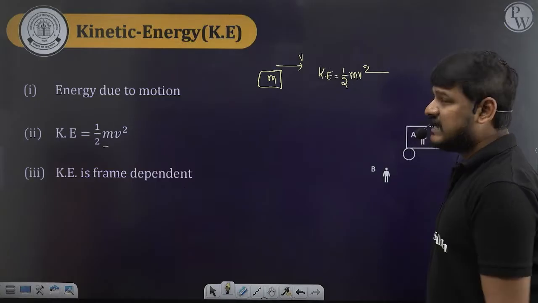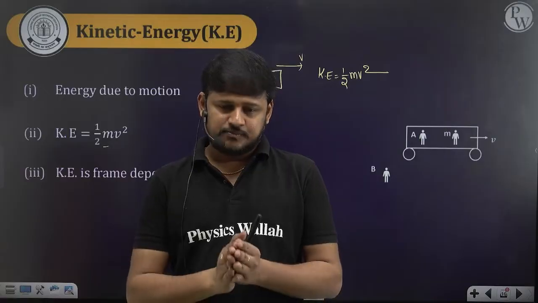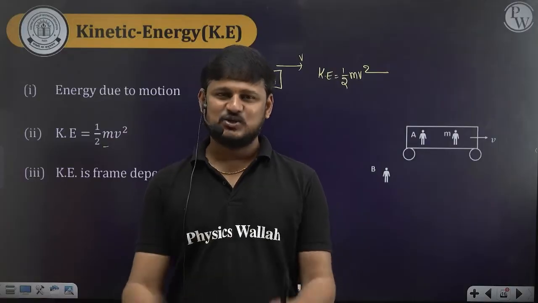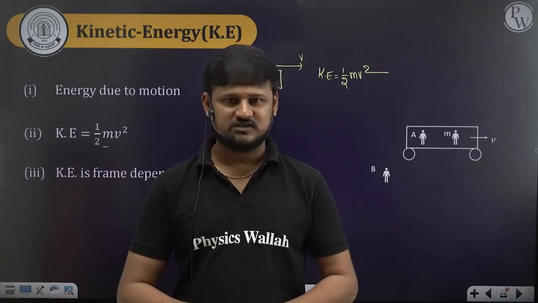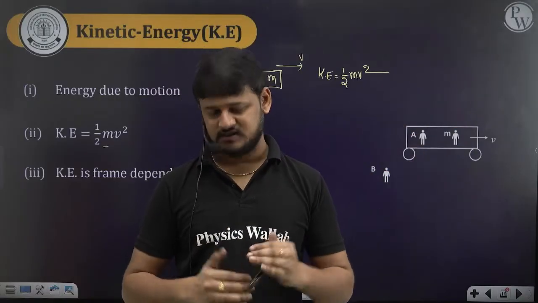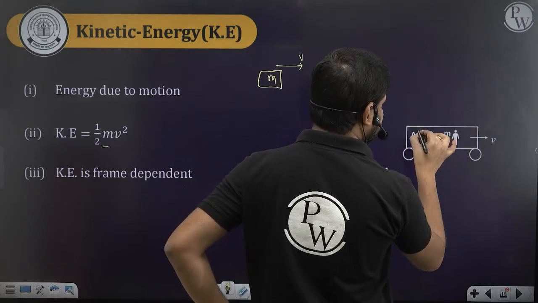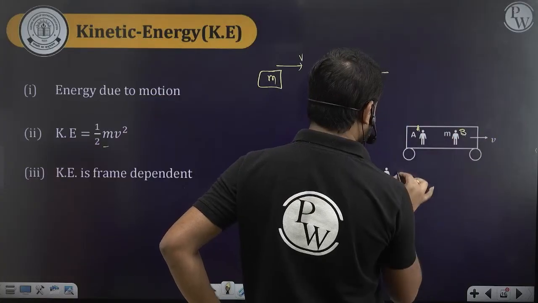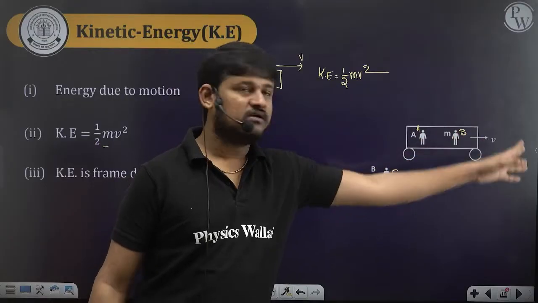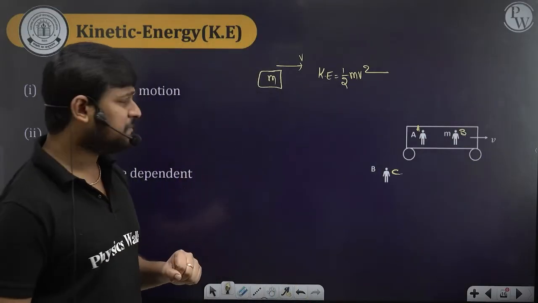And one more thing, the kinetic energy is frame dependent. How is it frame dependent? Let me tell you. Suppose you and your friend are traveling in a bus, sitting adjacent to each other, and another friend is standing outside. The bus is moving. Or let me put it this way. Here is a person A, here is a person B, and here is a person C. Persons A and B are in the bus, which is moving with velocity v, and person C is outside.